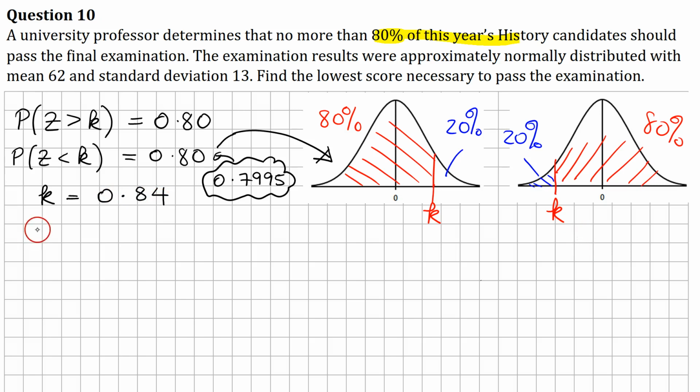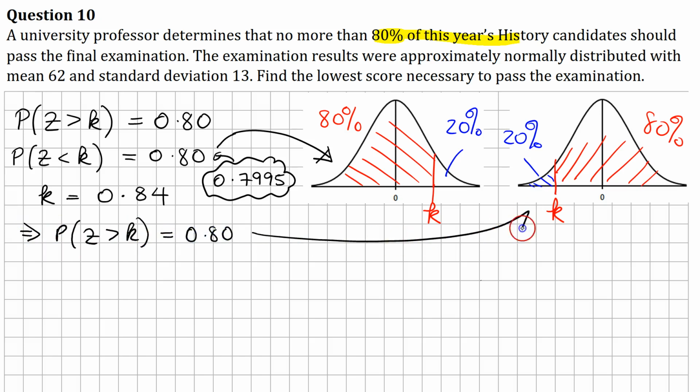Now for us, that was for less than K, so this implies we're looking for the probability of Z greater than K to give out a probability of 0.80, which is this graph here, which means we need the actual negative Z score, which implies that K for us is minus 0.84.